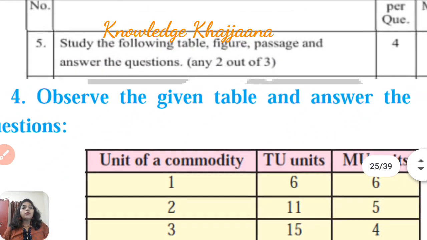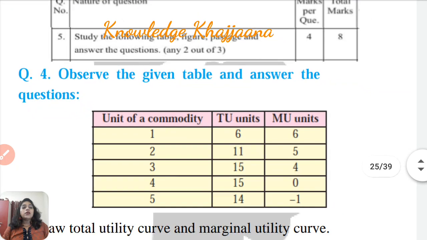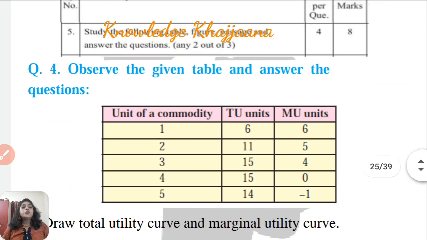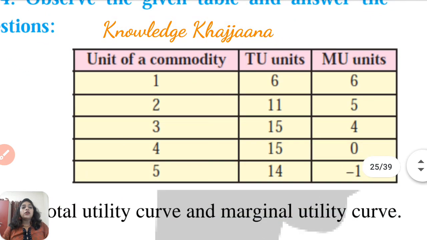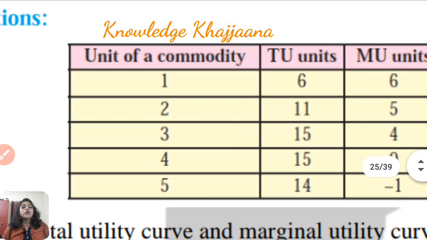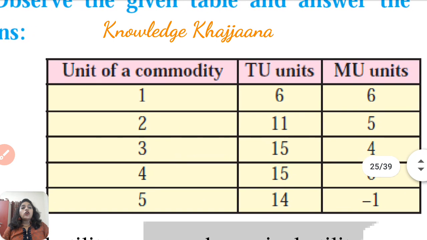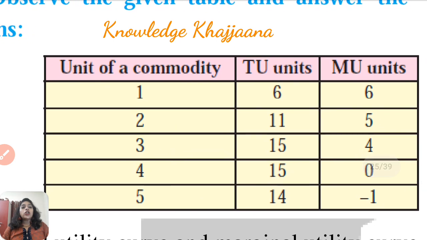Okay, now here only one question is given. Observe the given table and answer the questions. See, this is the table given. What is given in this table? 3 columns are there. In column 1, the data of units of a commodity consumed is given. 1 unit consumed, 2 units consumed, 3 units, 4 units and 5 units are consumed of a commodity.